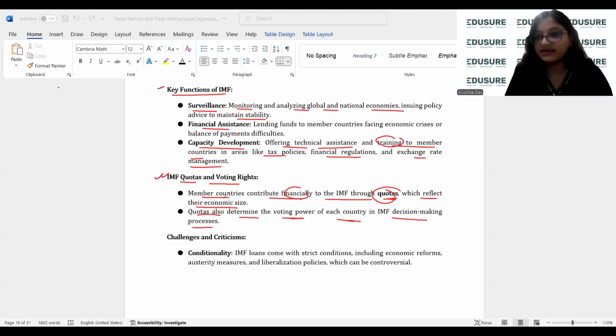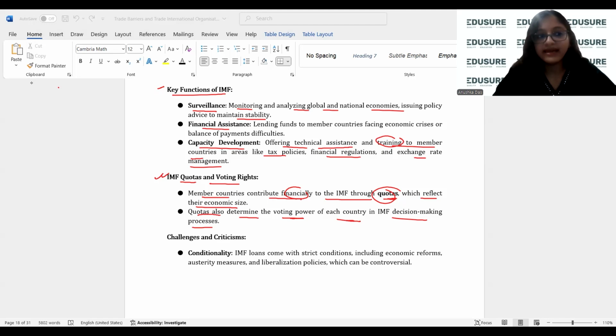For example, the USA, as a member country, will have the maximum voting right because it is economically the strongest nation in the world, right? That is why, if you are a strong nation, economically your size is big, then you have more bargaining power, more decision-making power, more voting rights inside IMF. That is why it is discriminatory in nature.